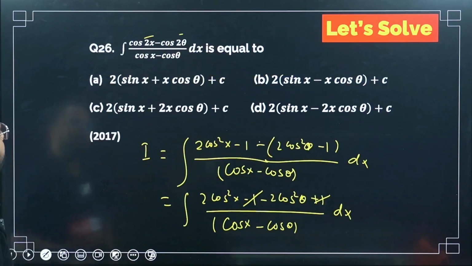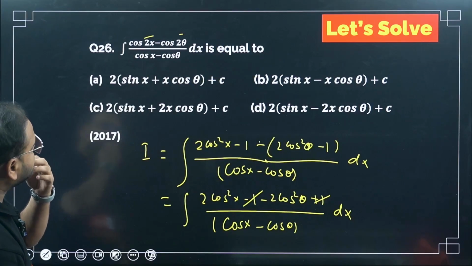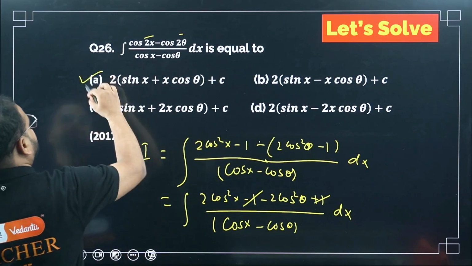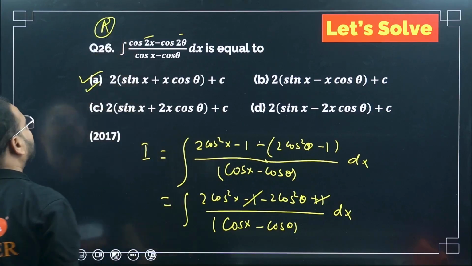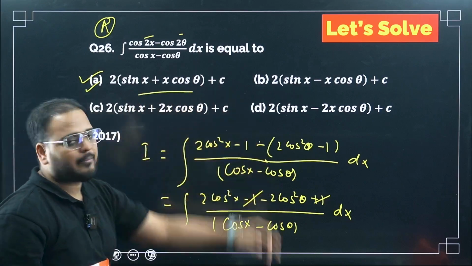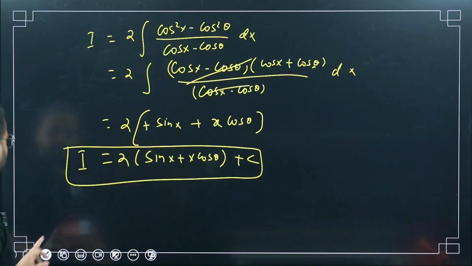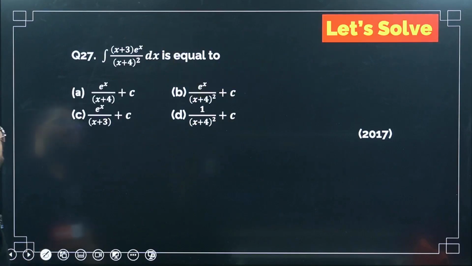Have a look. 2 sin x plus x cos theta plus c. Option number A. 2 sin x plus x cos theta plus c. Option number A. I hope this is visible. Please have a look. Moving on to question number 27.